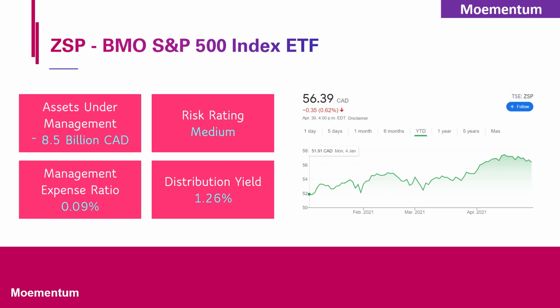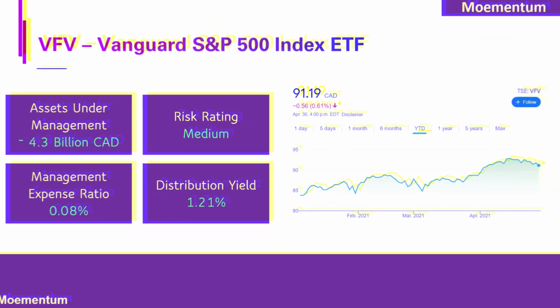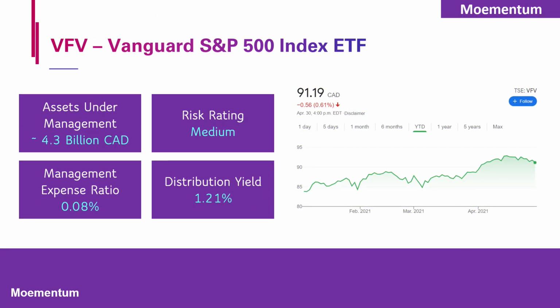ZSP has a management expense ratio of 0.09%, which means if you were to invest $10,000, you'd pay a $9 in fee in 1 year. This ETF has a risk rating of medium. The second ETF to review is VFV, or Vanguard S&P 500 Index ETF.